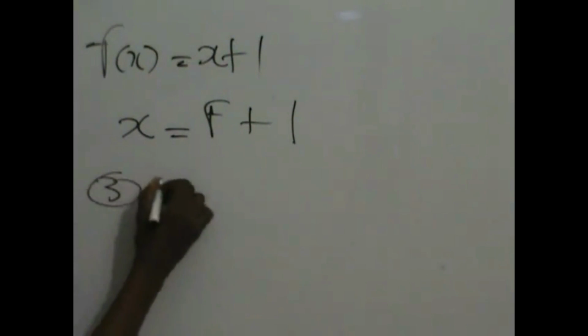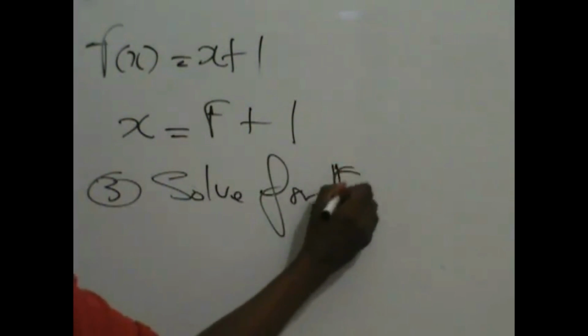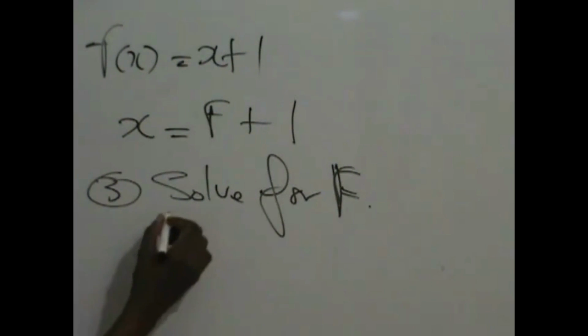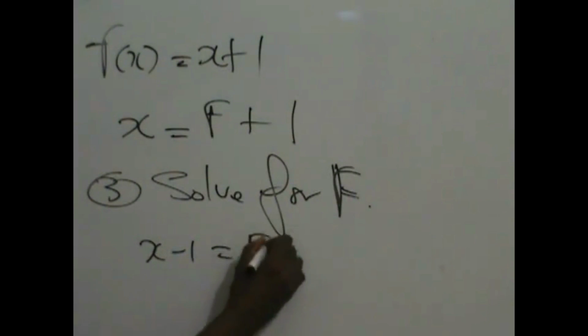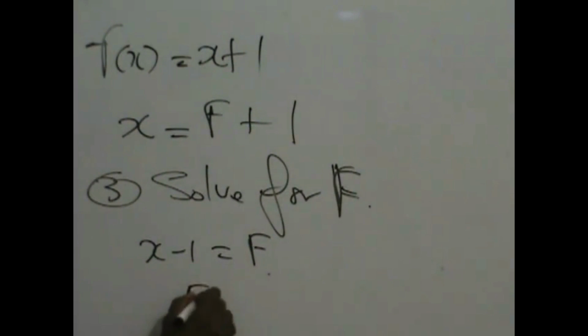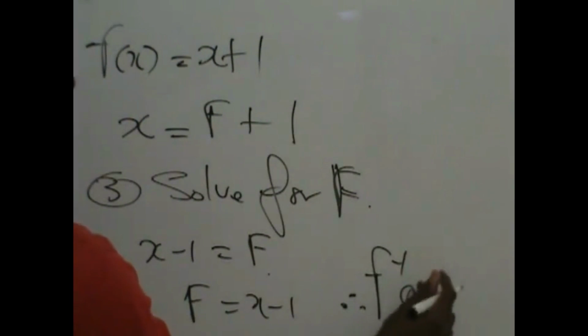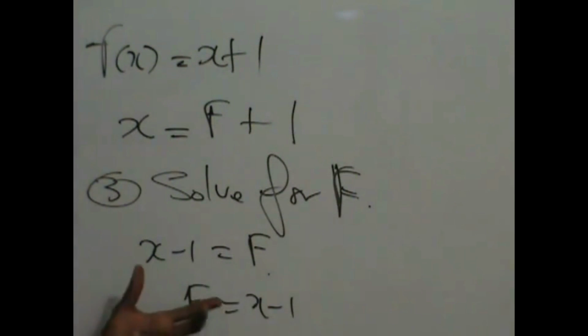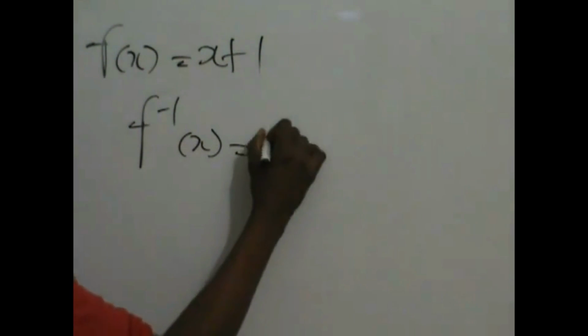And then your third step would simply be to solve for big F. When we solve for big F, we take the plus 1 and carry it across. So x minus 1 is equal to big F. Therefore, big F is equal to x minus 1, which is to say, therefore, f minus 1 of x. Sorry, I'll just rub this off. So this is what we have here. We'll just have that f minus 1, as the last step, will be equal to x minus 1.